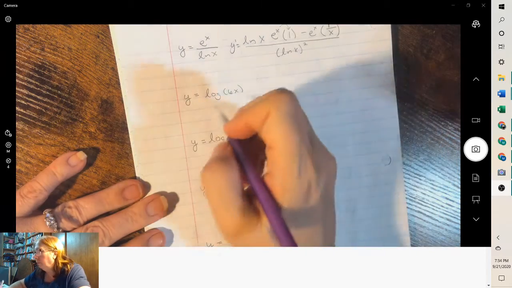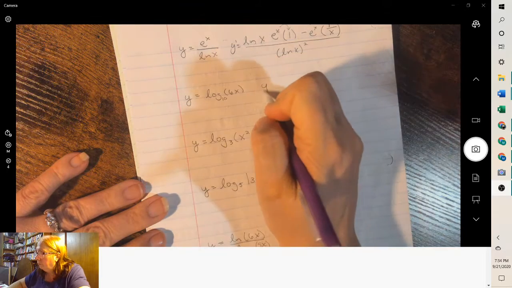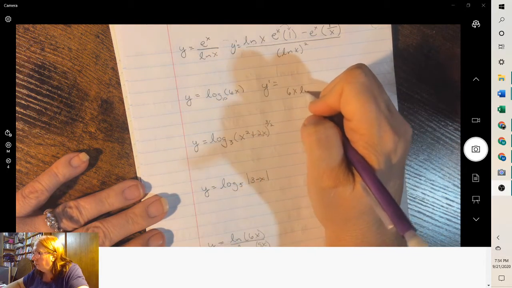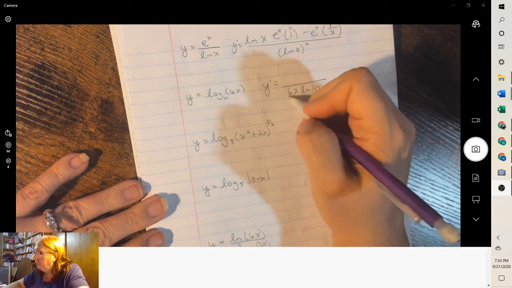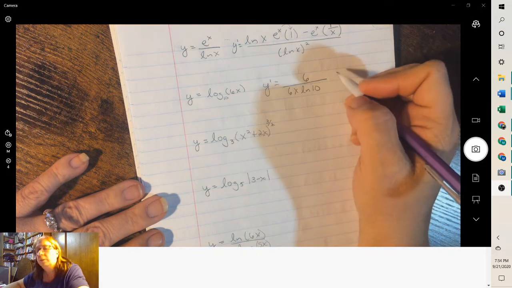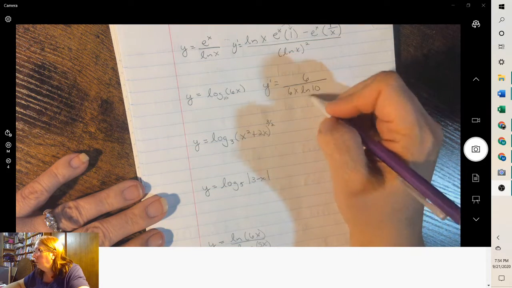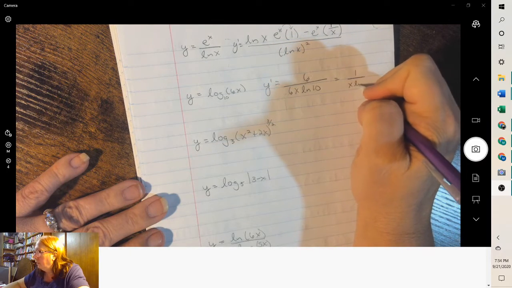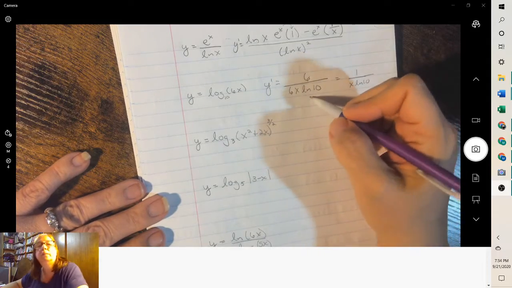Okay, logs. Now remember, when there's no base, it's a 10. So 6x natural log of the base over the derivative of the 6x, which is 6. These 6's can cancel because there's one term on top and bottom. So it's 1 over x natural log of 10. I would not take off if you left it, though.